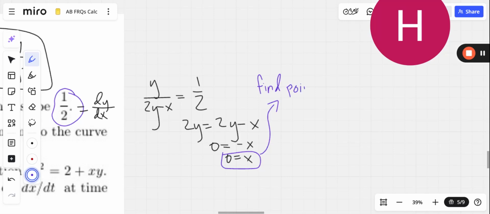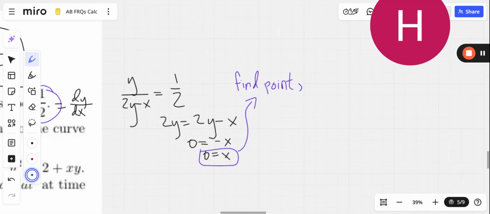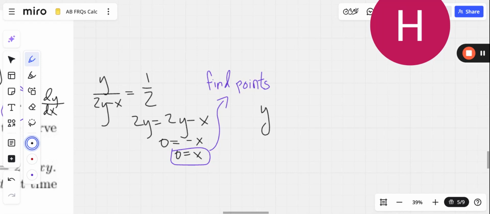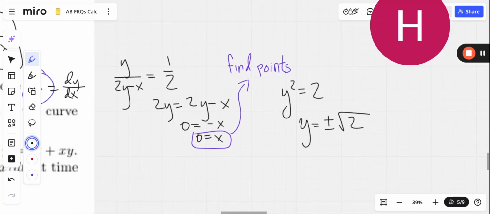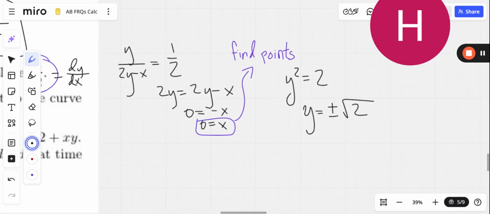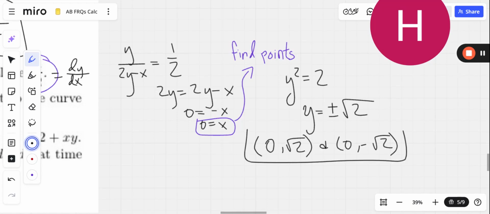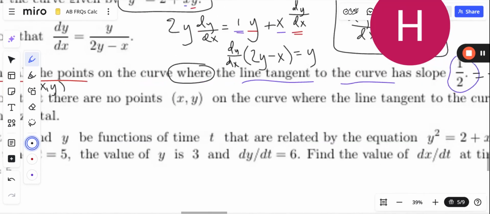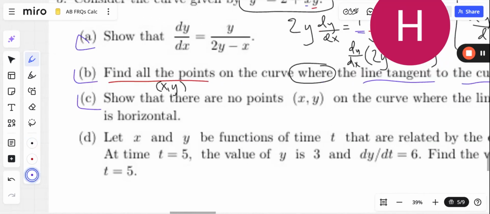How do we find points? We use the original graph, the original function, that is. I mean, it's not a function. The original equation. So we have y squared equals 2 plus 0 times y, which is just 0. So here we go. We can solve this, and do not forget, when you're solving an equation by taking a square root, you must use plus or minus. Goodness me. So the points are (0, square root of 2) and (0, negative square root of 2). Bam. Done.